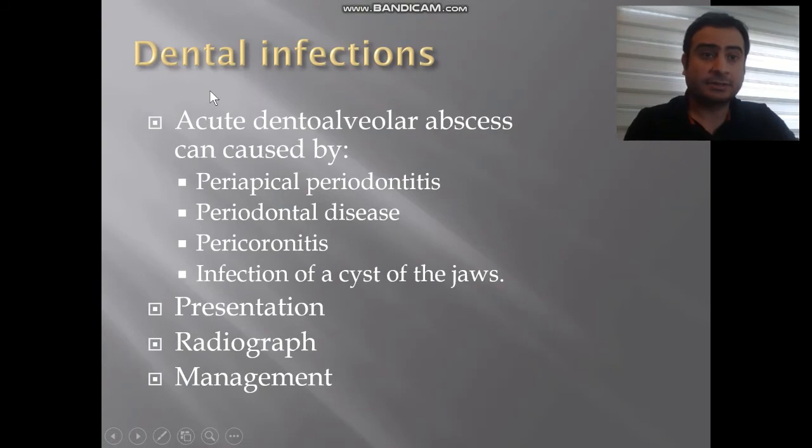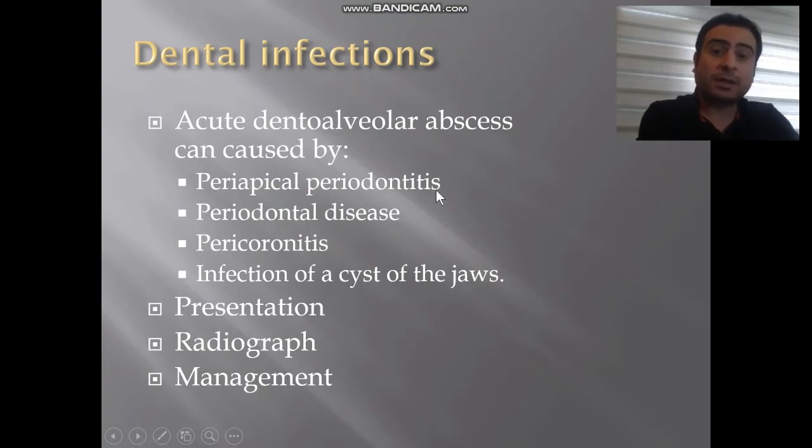Dental infections. There are certain situations that can result in dental infections. Dental infections can also be classified as either an acute dentoalveolar abscess or a chronic dentoalveolar abscess. An acute dentoalveolar abscess can be caused by periapical periodontitis, periodontal disease, pericoronitis, or an infection within a cyst of the jaw.